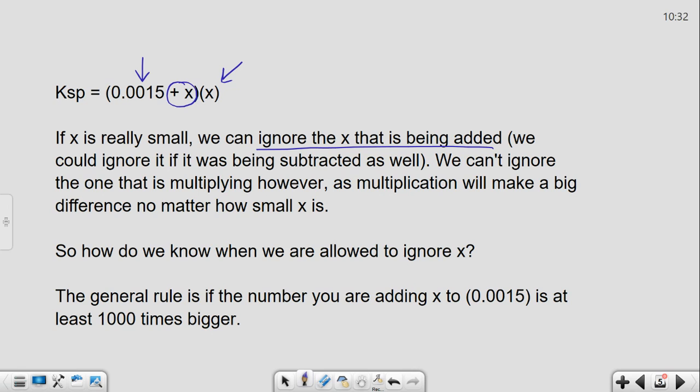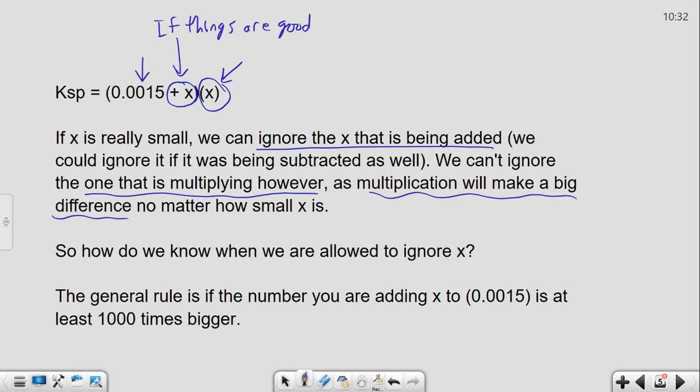You can't ignore the one that is multiplying, however, because 2 plus a very small number is basically still 2. 2 times a very small number is definitely not 2 anymore. Multiplication makes a big difference, no matter how small x is going to be. Actually, the smaller x is, the bigger the difference it makes. So you can't ignore this x. The multiplied x has to stay. But in an ideal situation, if things are right, if things are good, we can ignore this particular x.